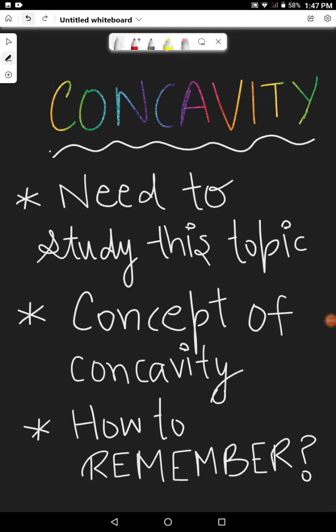Hi, today we will be studying the topic of concavity. First of all, we will be discussing the need to study this topic. Then, secondly, we will discuss the concept. And at last, I will be telling you how to remember this concept.